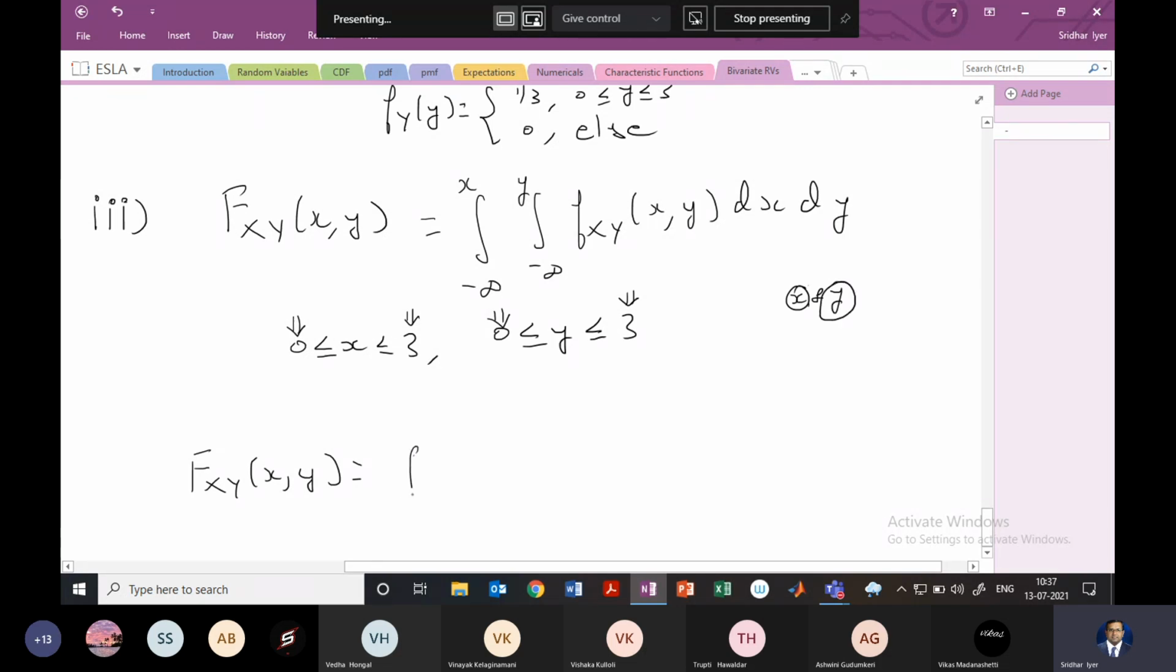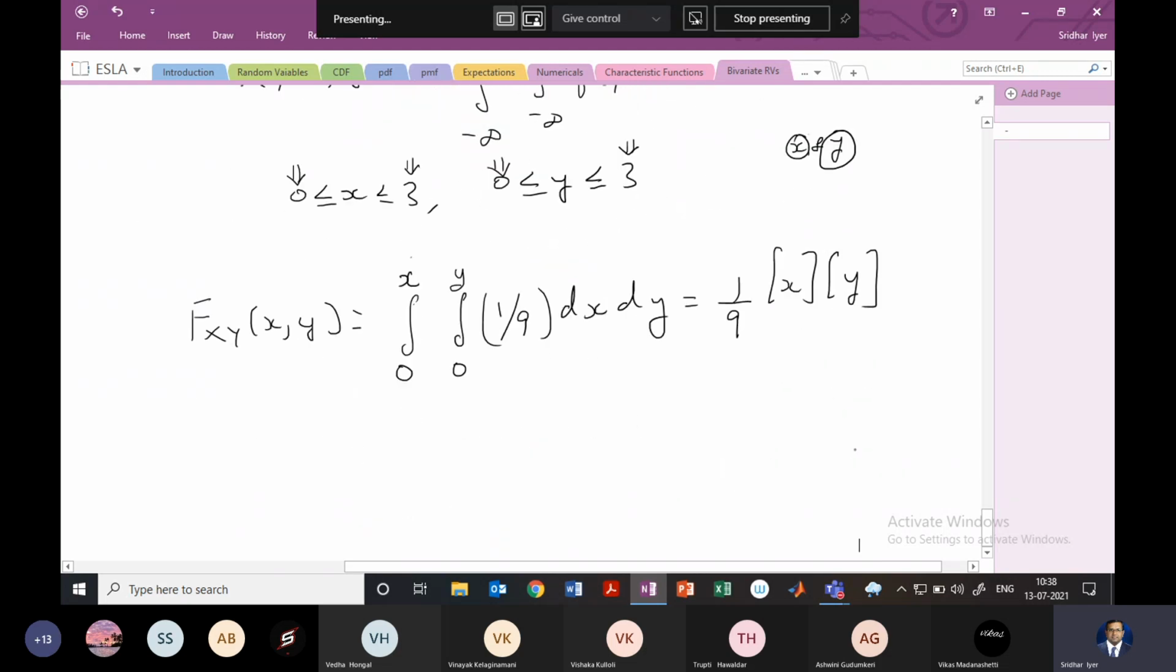Therefore, the first integral for x will start at 0 and end at some point x. This x can be 3, can be 2, can be 1, can be 0. We do not know, right? And then similarly for y, you'll have 0 to y, right? And for fxy of x comma y, we have already found the value of c, which is 1 by 9. Therefore, we will have dx dy, right? So this value is c here. So once you integrate this, you'll have 1 by 9 x into y, right?